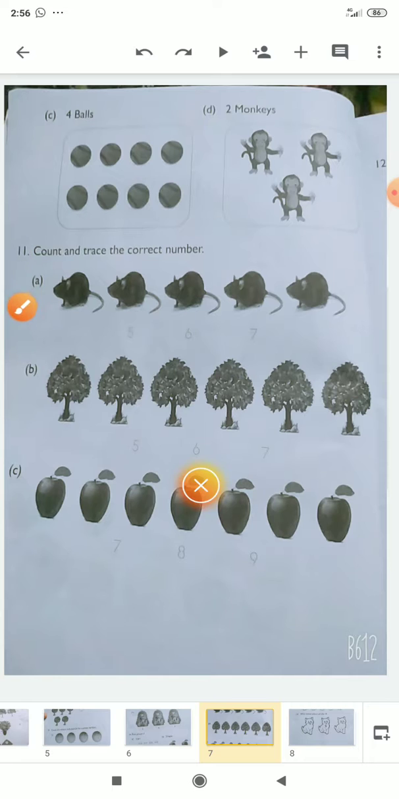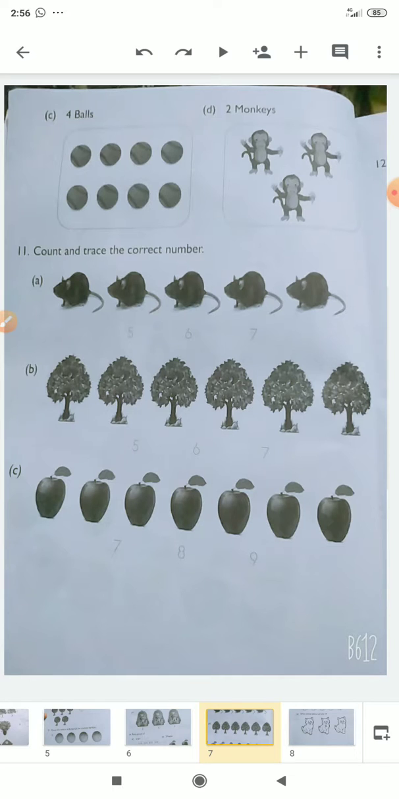Now, next question number 11. Count and trace the correct number. Same questions given prior also. Here we have to count the number, and below the objects there are 3 numbers given. So we have to trace the correct number. If you see, it is very light in color, so we have to trace the number. So let's start with red.